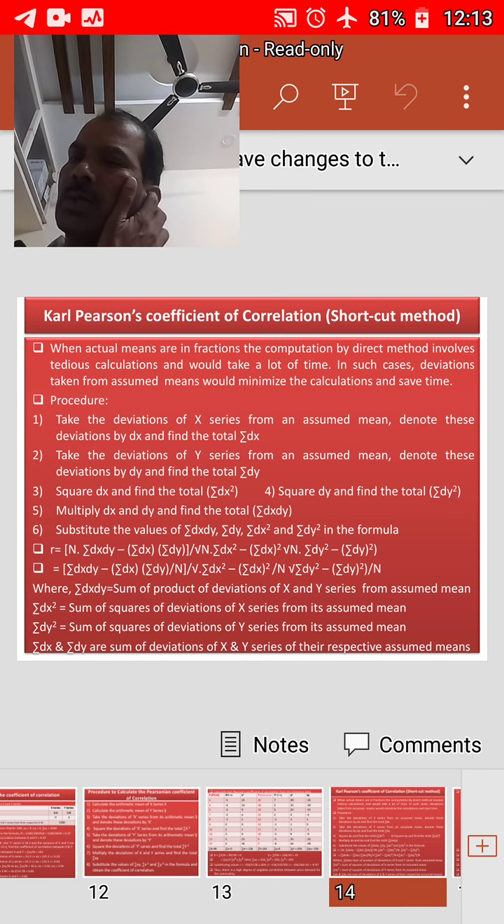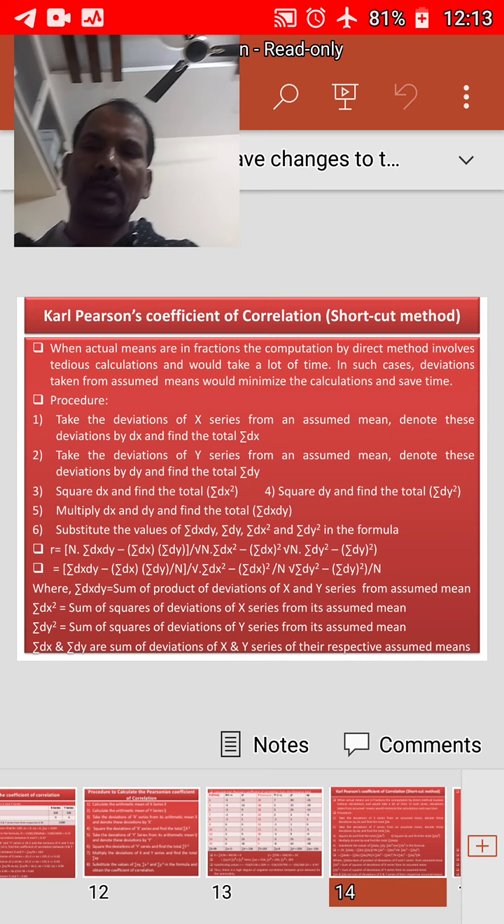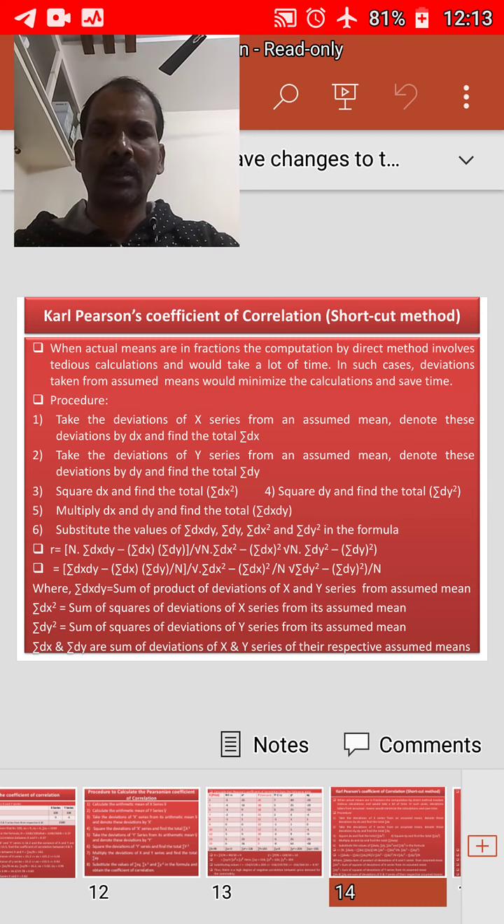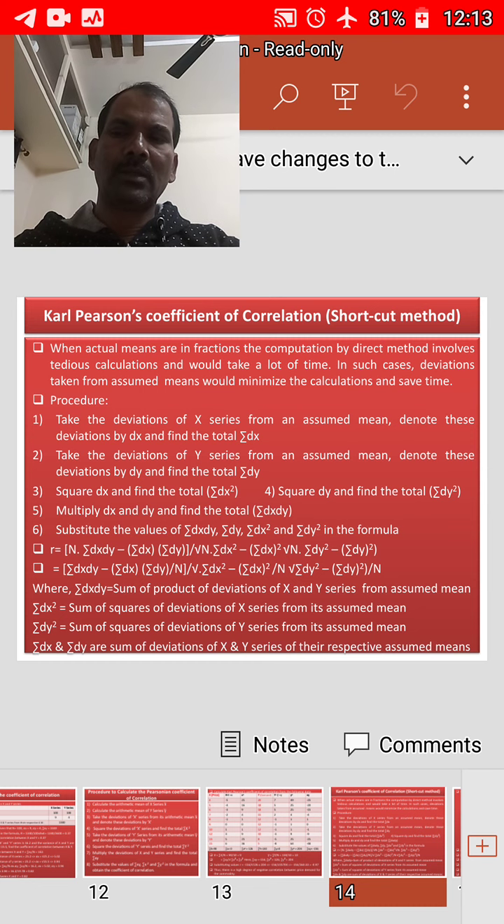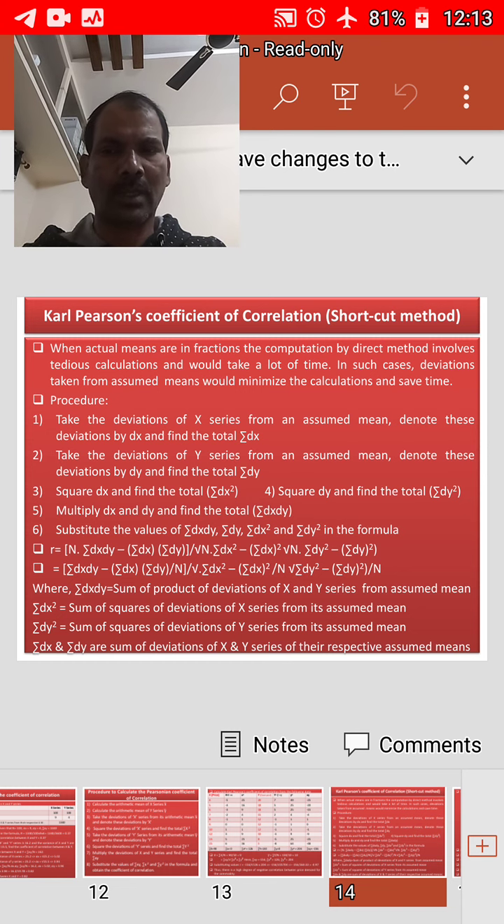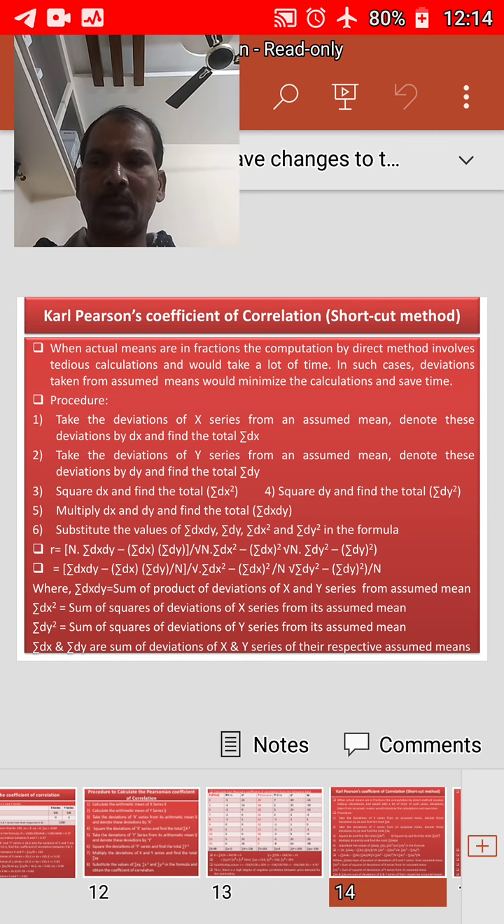We'll see, when actual means are in fractions, the computation of correlation by direct method involves tedious calculations and would take a lot of time. In such cases, deviations taken from assumed mean would minimize the calculations and thus save time. Okay, this method of finding out correlation is called the shortcut method, and it is computed with the help of certain steps. We will discuss here the procedure.